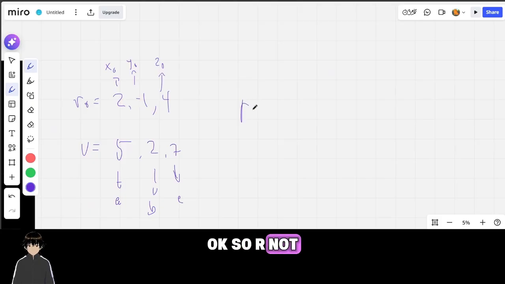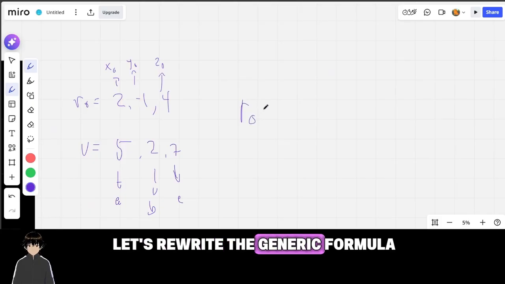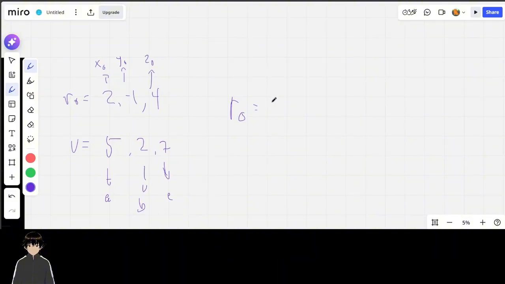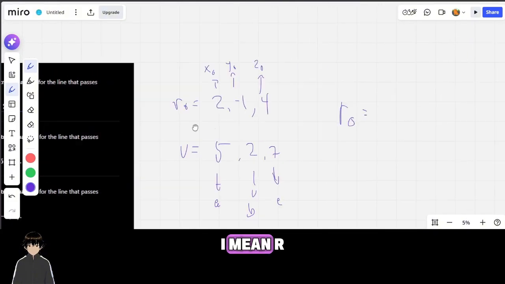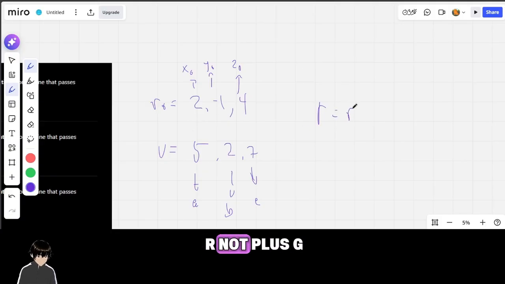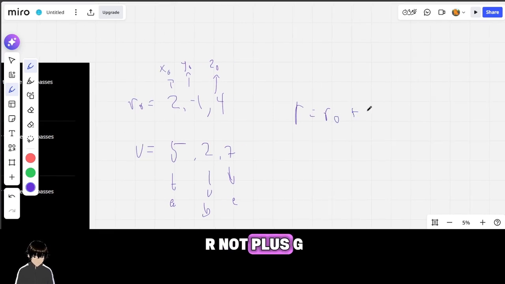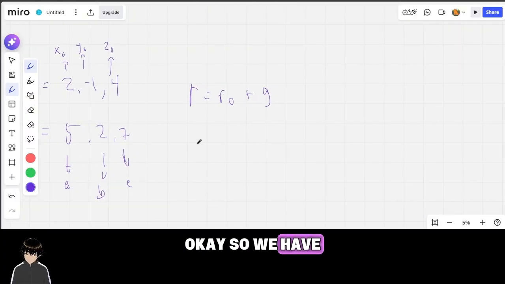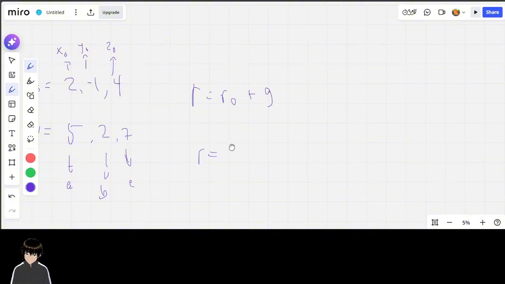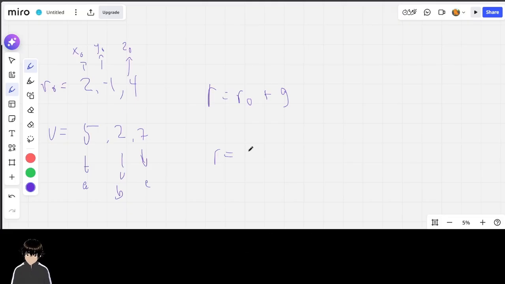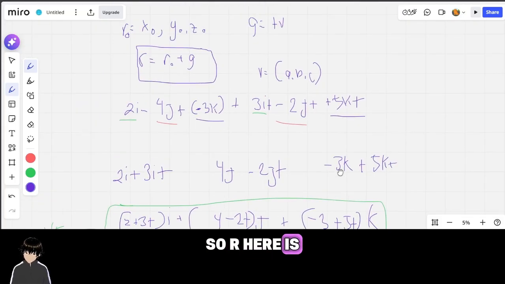Let's rewrite the generic formula: r is equal to r naught plus g. Now we have to plug these in, so you just have to add that.